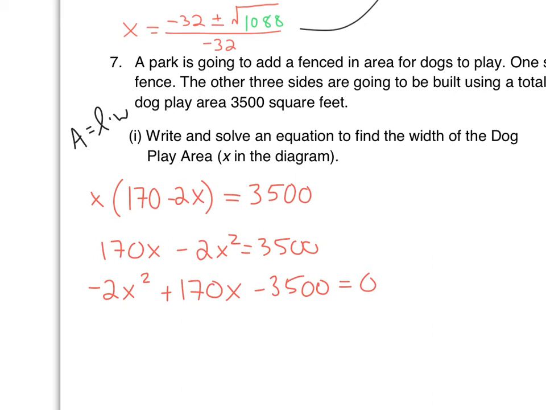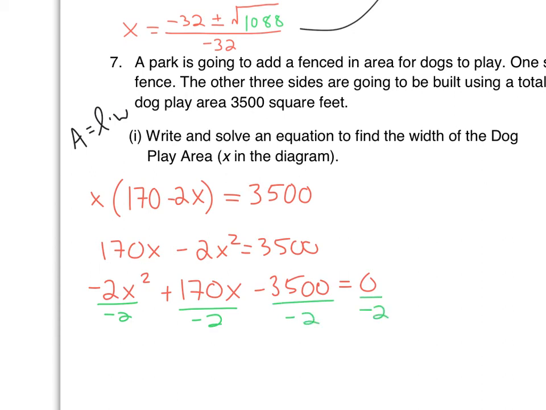That 3,500 moves from right to left, so that's going to be negative 3,500 on the left-hand side. This, then, is an equation that can be reduced, just to make the math a little bit easier. I'm going to go ahead and divide everything by negative 2.